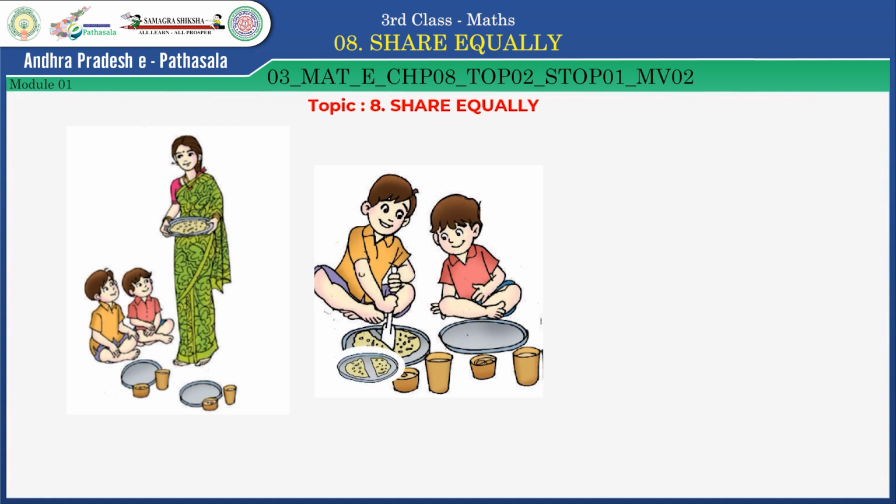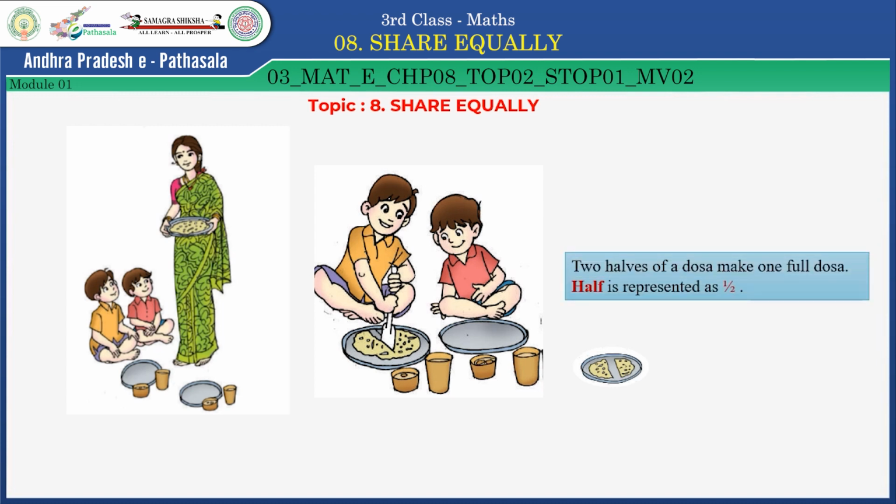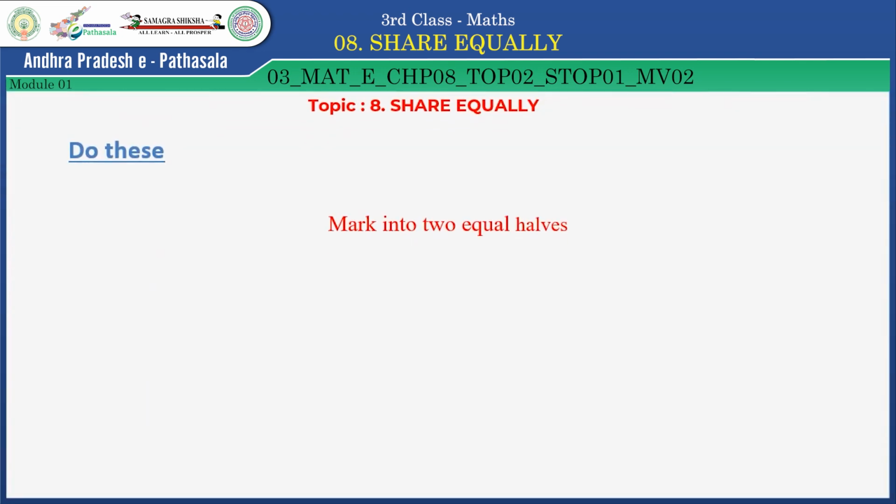That means 2 equal parts and shared equally. 2 halves of a dosa make one full dosa. Half is represented as 1 by 2. Now do this. Mark into 2 equal halves.